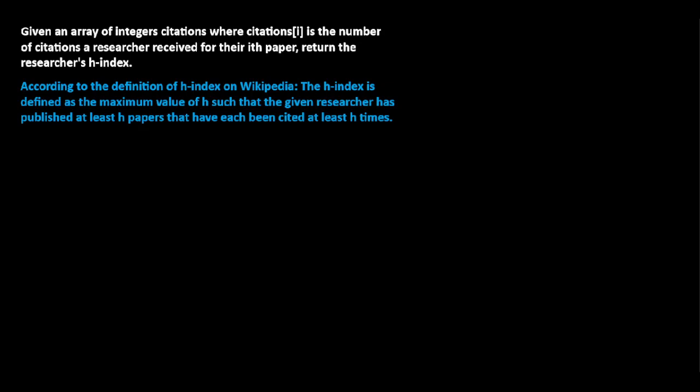Okay, the problem goes as so. Given an array of integers citations, where citations[i] is the number of citations a researcher received for their ith paper, return the researcher's H-index. So we're dealing with an array, and this is how I understand it: 7, 4, 9, 3, 2, right?